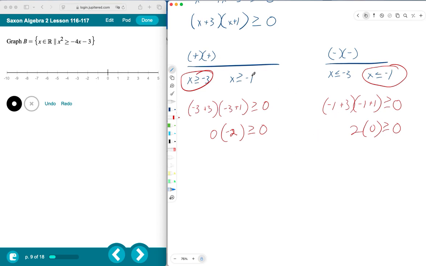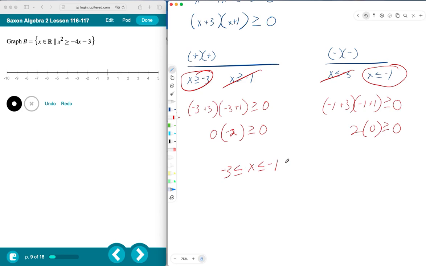Now, if you want, you can double check these two, but I know that these are not going to be correct because it's one from each pair. So this is what we're going to graph. We're going to graph x is greater than or equal to negative 3. Actually, it's going to be a conjunction now that I look at it, because x is less than or equal to negative 1, which is less than or equal to negative 3. Notice how the open side stays towards the x.